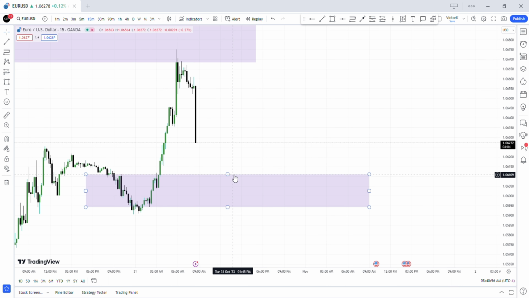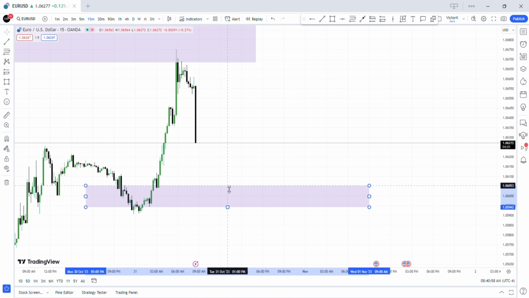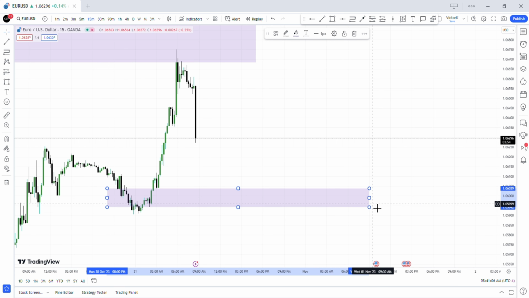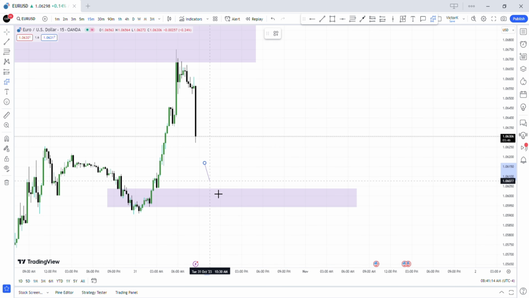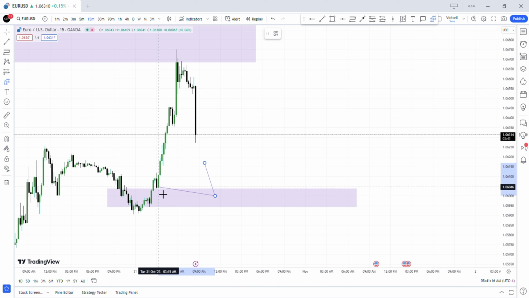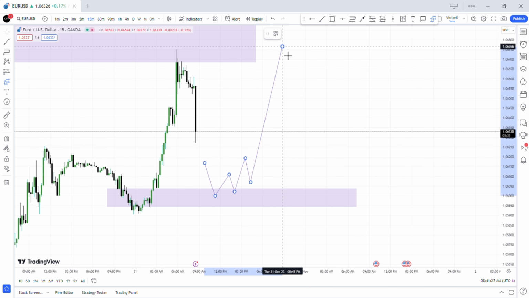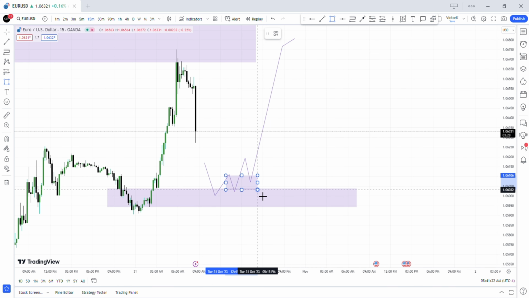Let me even refine where I'm looking for opportunities. In here, I'm looking for opportunities to buy. On a lower time frame, what I'm looking to see is something like this: go down in here, take out this low and go into this fair value gap, and then if you can create some buy structures, I can buy somewhere in here and look to take the move higher.